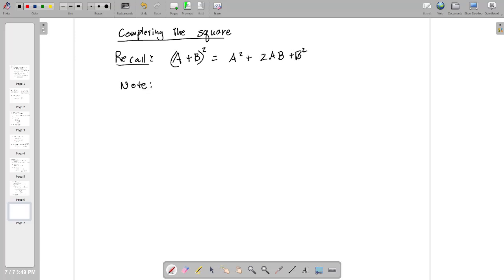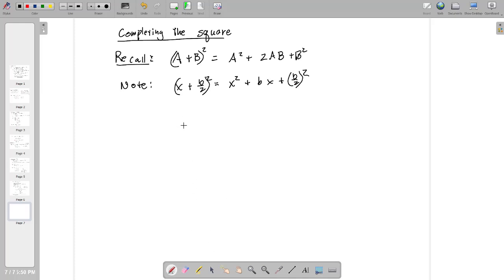Now I'm going to make a note here. (x + b/2) squared. Now, if we pattern match, x is our a, b over 2 is our b, then what we get is x squared plus bx plus (b/2) squared.